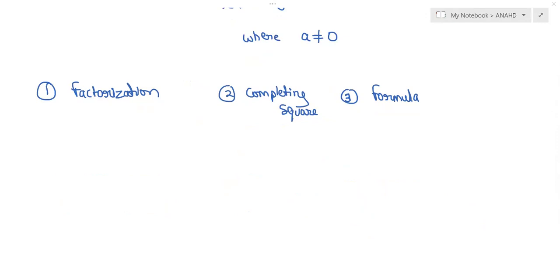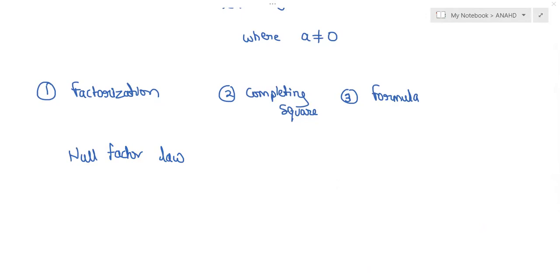So the very first method for solving the equations is the factorization method. Now what does it say? For solving this, we have to apply the null factor law. What is the null factor law? It talks about when the product of two or more numbers is 0, then at least one of them must be 0.